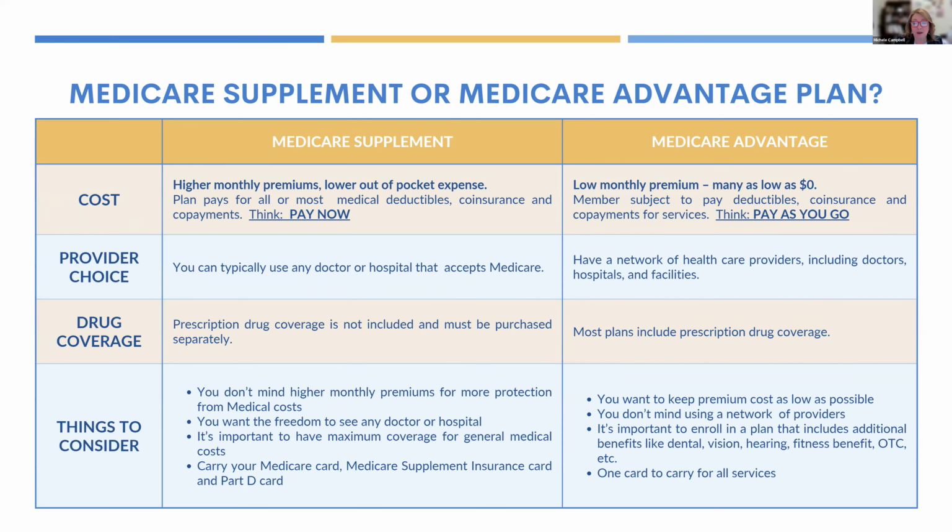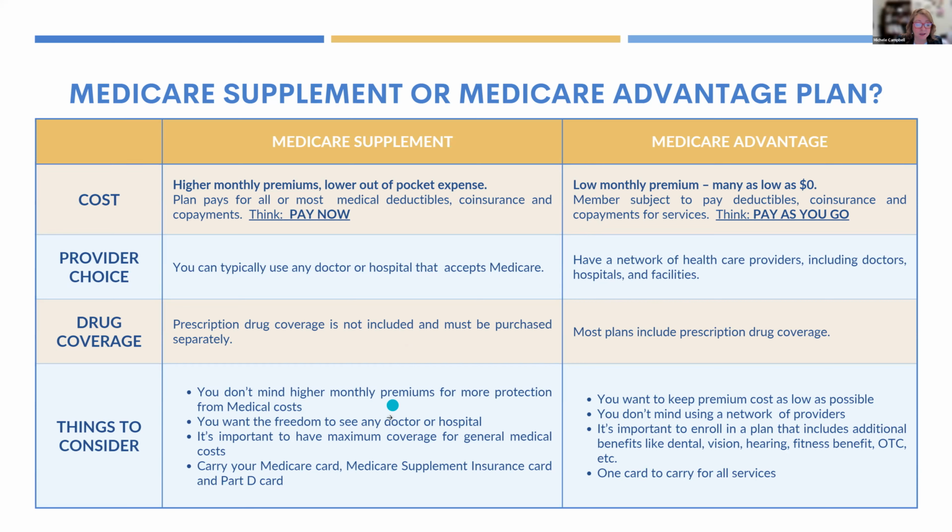Medicare Advantage, you have to stay in that network of doctors, hospitals, facilities, it's all about being in network. And Medicare Advantage plans all have drug coverage. Medicare Supplement, you have to add it. So there's an additional cost there.